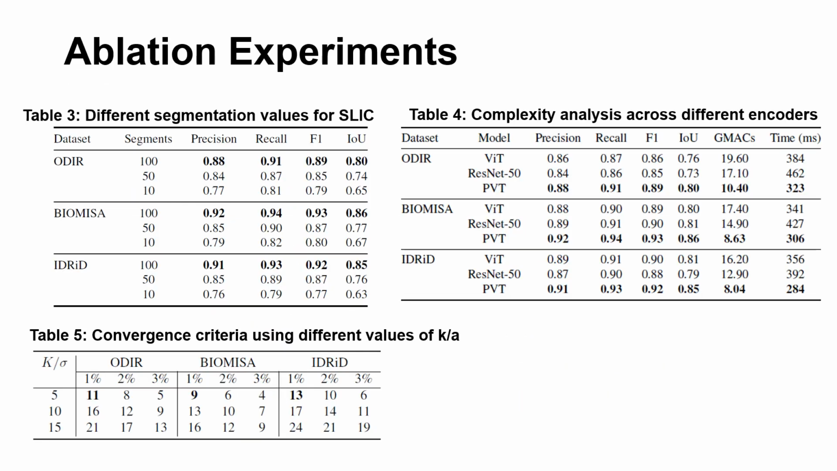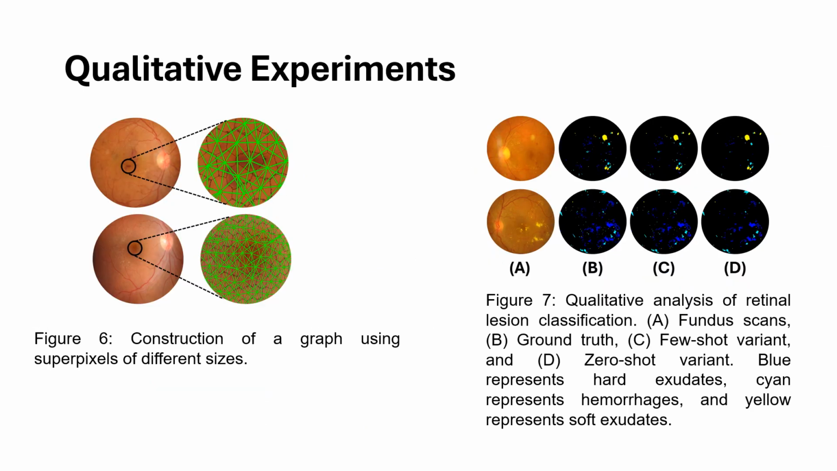We also conducted a series of experiments to evaluate various ablation aspects of the proposed method. Table 3 presents the evaluation of SLIC across different segmentation values, and we find that the best segmentation value performs best for all the datasets. Likewise, we assess the trade-off between the performance, cost, and efficiency. We also evaluated different pre-trained models within the proposed framework, where PVT performs the best, and the results are shown in Table 4. Finally, Table 5 summarizes the convergence results for different sigma thresholds and window length K across different datasets.